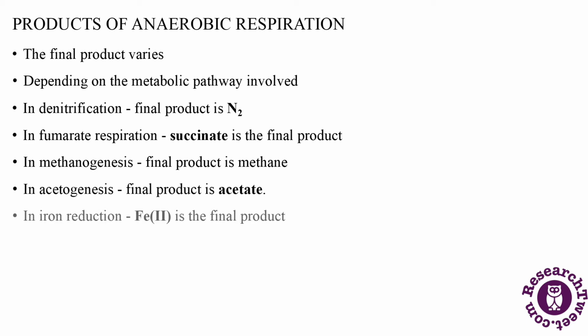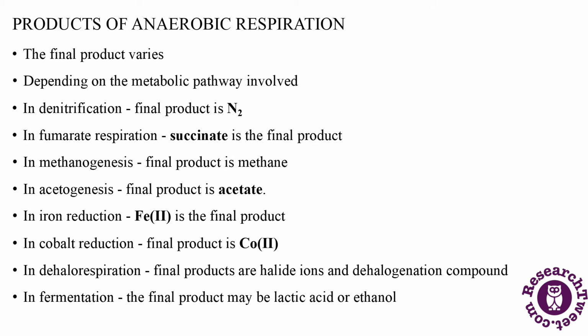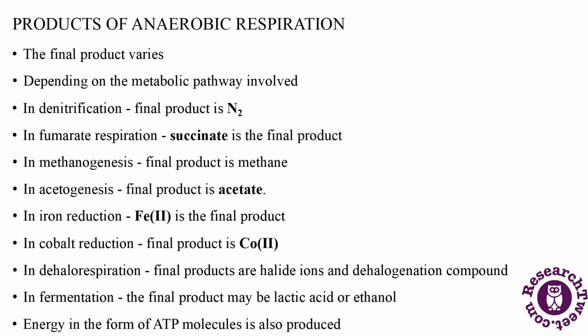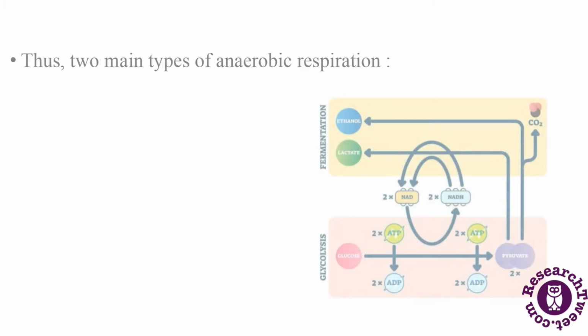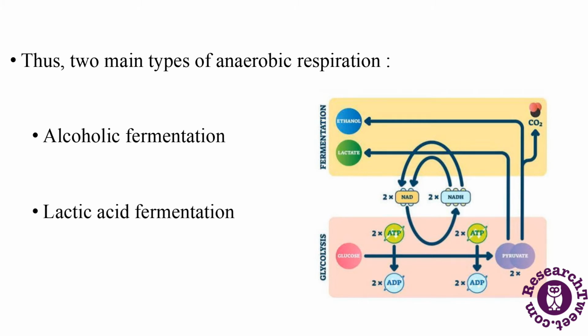In iron reduction, Fe2+ is the final product. In cobalt reduction, the final product is cobalt 2+. In dehalorespiration, the final products are halide ions and a dehalogenated compound. In fermentation, the final product may be lactic acid or ethanol. Apart from these substances, energy in the form of ATP molecules is also produced. Thus, the two main types of anaerobic respiration are alcohol fermentation and lactic acid fermentation.